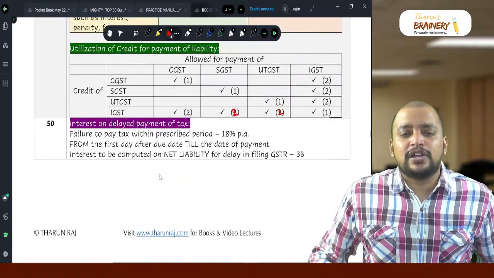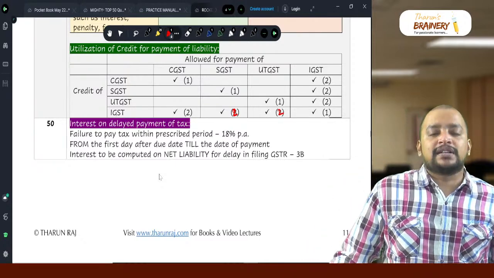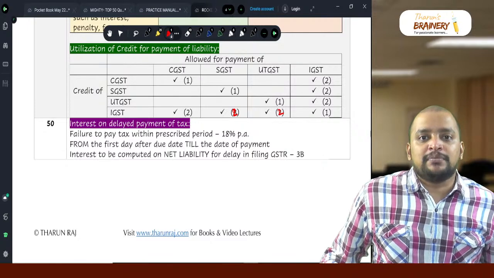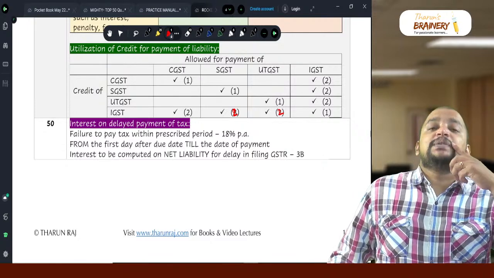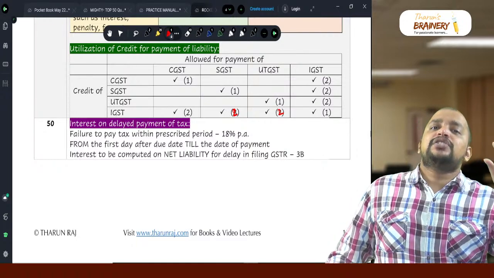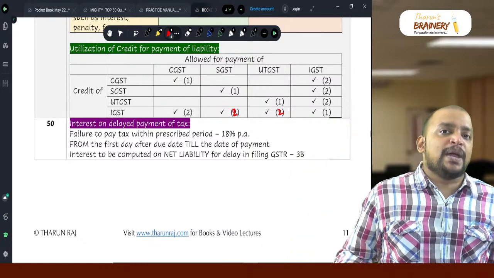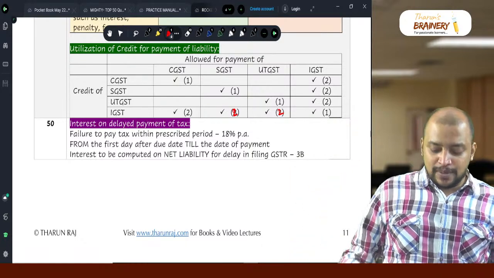What is the interest on account of delayed payment of tax? The interest on account of delayed payment of tax is 18% per annum. So that 18% per annum is multiplied on the tax which is not paid or short paid. So we need to find the delay. The delay is from the first date after the due date till the actual date of payment. For that period, we need to compute the interest.